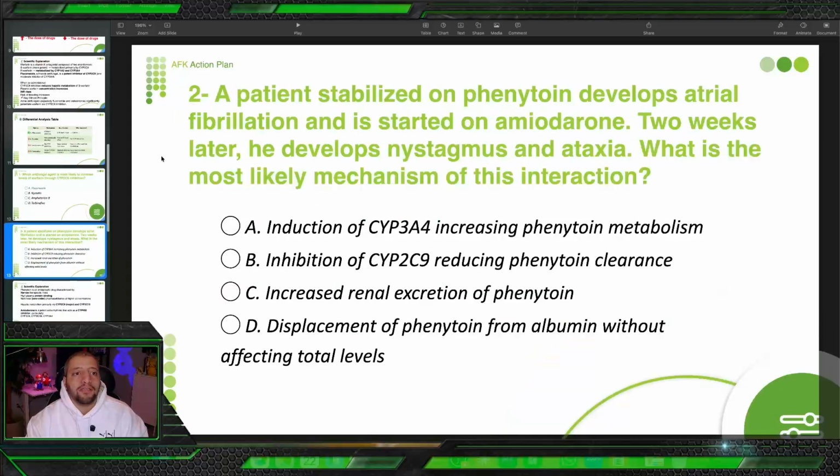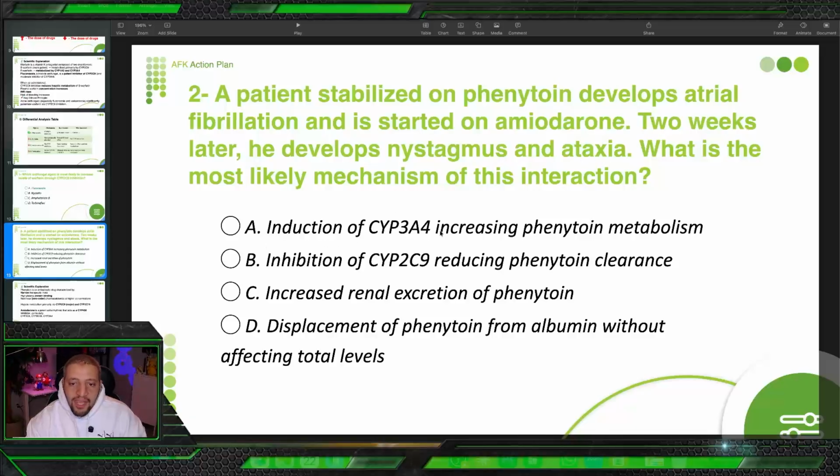Second question for tonight. A patient stabilized on phenytoin develops atrial fibrillation and is started on amiodarone. 2 weeks later, he develops nystagmus and ataxia. What is the most likely mechanism of this interaction? So you have a patient taking medication to control his condition, and then he starts a new medication, ending up with some signs and symptoms which are aggressive. I will explain about this one. I hope you can understand the meaning of those.